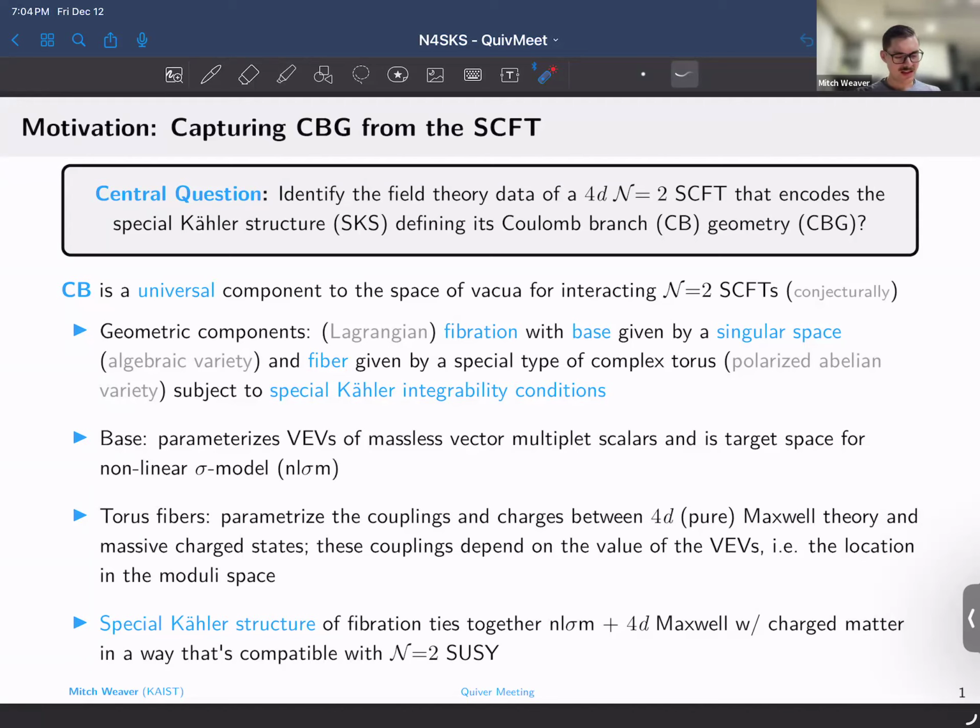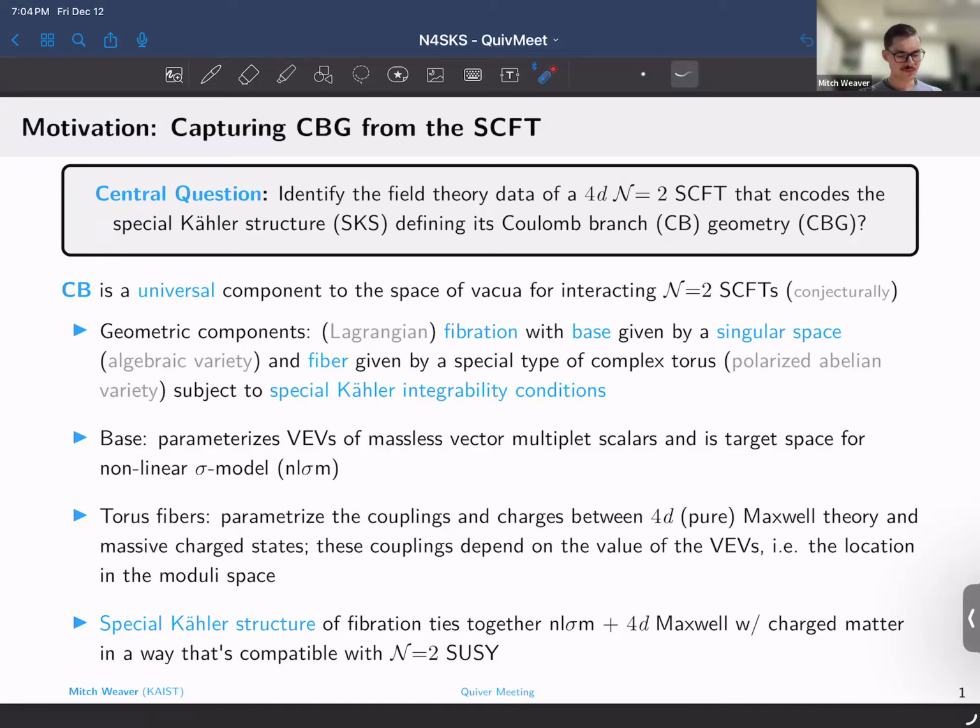So starting with some motivations here, I'd say our central question is the following. We're trying to identify what field theory data of a 4D N=2 SCFT encodes this so-called special Kahler structure that defines the Coulomb branch geometry. This is kind of our long vision, the thing that we're sort of chasing here.